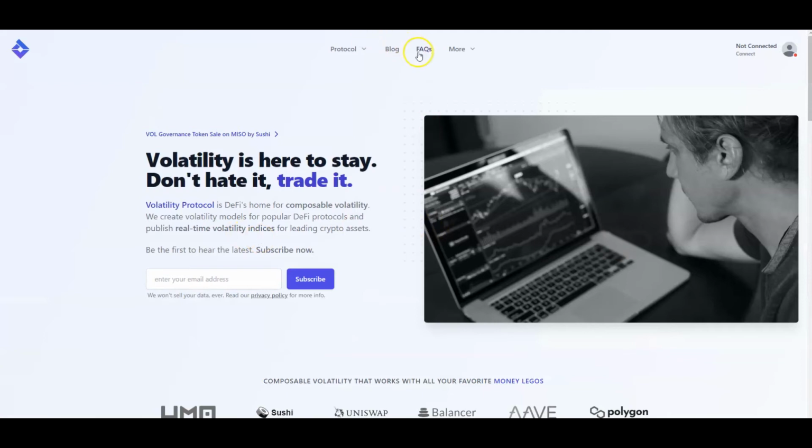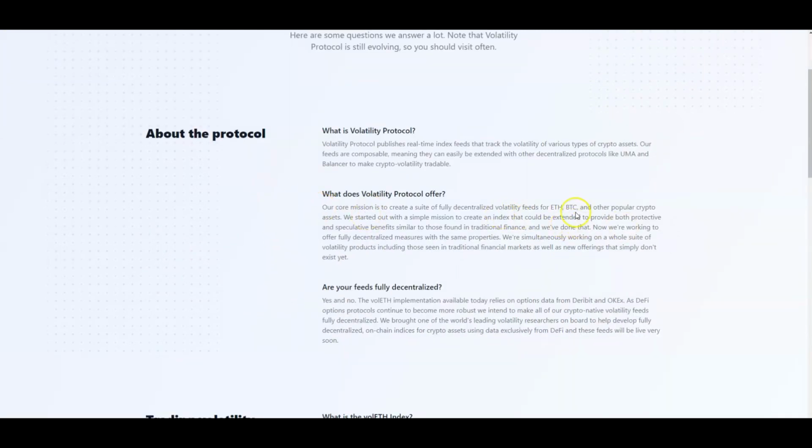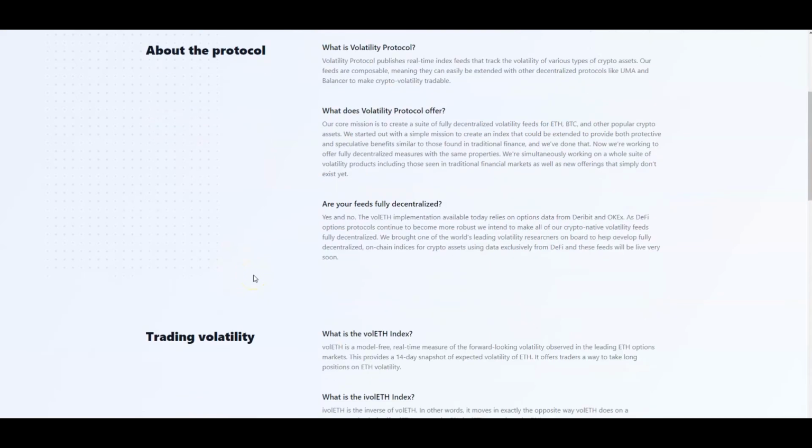Let's go to the frequently asked questions to get a bit more familiar with what this is. It says Volatility Protocol publishes real-time index feeds that track the volatility of various types of crypto assets. Our feeds are composable, meaning they can easily be extended with other decentralized protocols like UMA and Balancer to make crypto volatility tradable. Here it's telling you what it offers, and currently they're doing ETH and BTC, and as they've said, they'll be doing so for many of the other major cryptocurrencies.